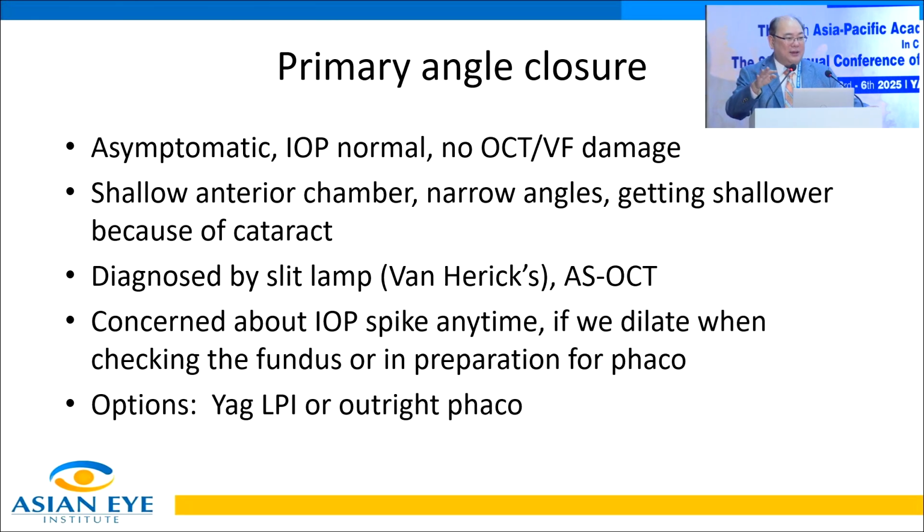So you're kind of in a tough spot at some point because you want to avoid the disaster. So the options, there are two options actually. One is a YAG peripheral iridotomy, or an outright phaco.